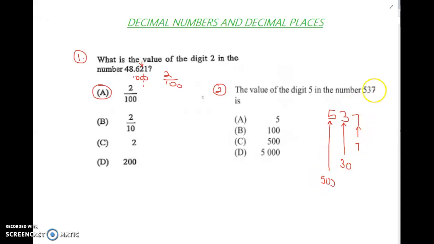Remember, as you move to your left, the numbers get bigger, times 10. So just remember that. But this one is pretty easy. Everybody should know this one. So I just wanted to highlight these two particular questions, very easy questions that come in CXC multiple choice question past papers. And in our next video, we will look at identifying different decimal places and rounding off decimal numbers and so on.